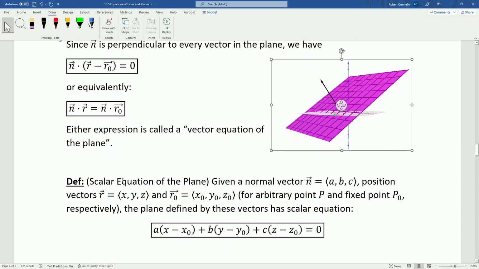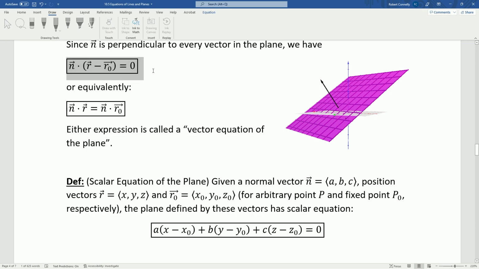So, definition, the scalar equation of the plane. Given a normal vector n equals a, b, c, position vectors r equal to x, y, z, and r naught equal to x naught, y naught, z naught for arbitrary point p and fixed point p naught, respectively, the plane defined by these vectors has scalar equation a times x minus x naught plus b times y minus y naught plus c times z minus z naught equals 0. So that's literally just the same thing we had written here.